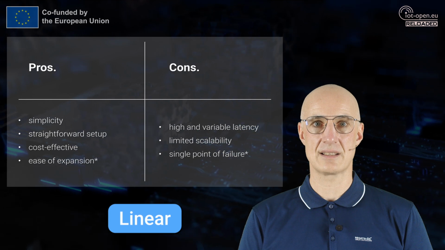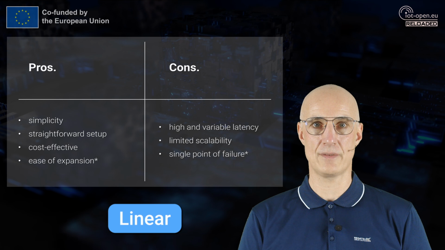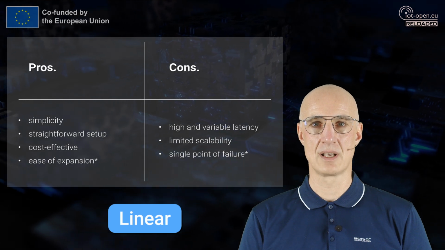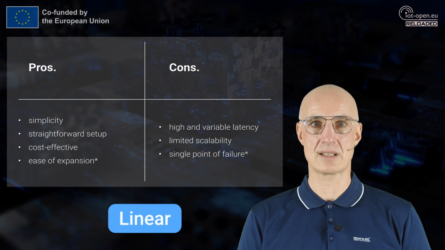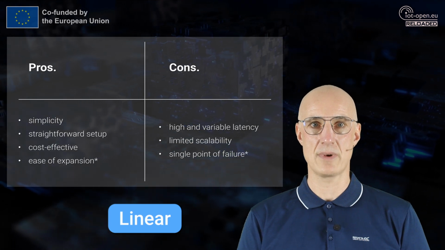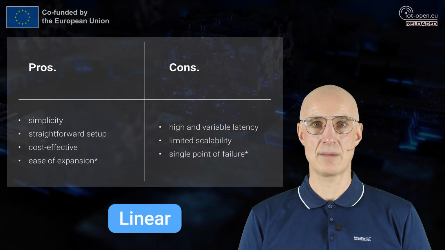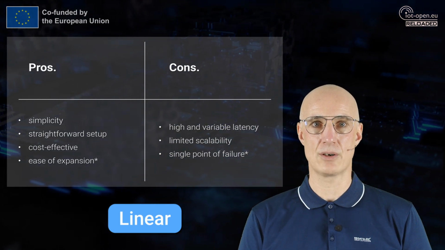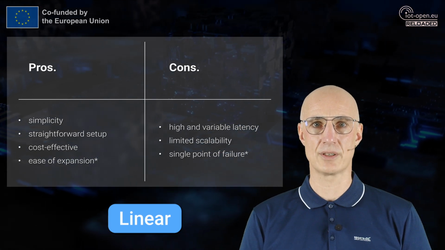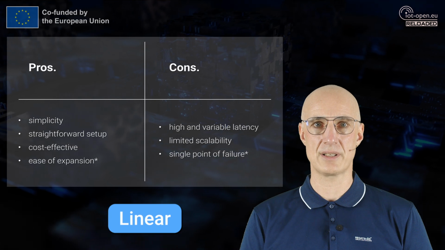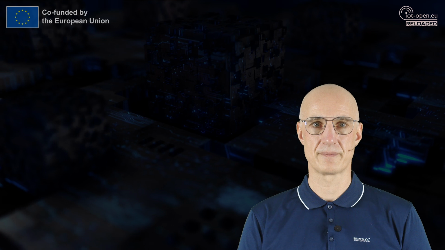Advantages include simplicity with a straightforward and cost-effective setup, ease of expansion across one dimension, and selected applications of linearly aligned setups such as pipelines or conveyor belts. Disadvantages include high and variable latency that depends on the data origin position in the line, limited scalability, and a single point of failure that is partly resolved by redundant linear networks.